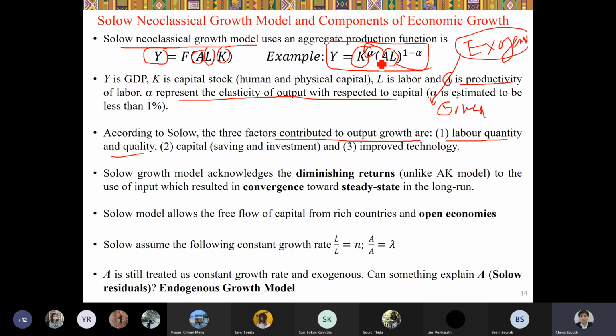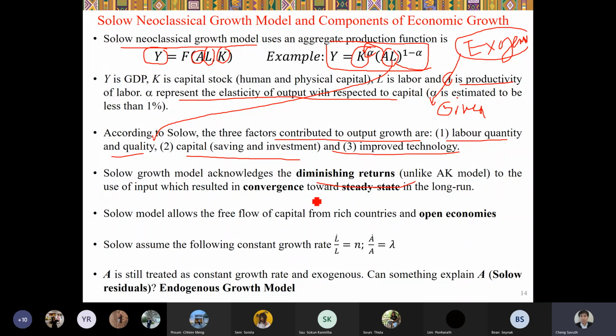Because you can think of A as the improving in knowledge of worker and so on, and the capital, okay, which is coming from saving investment, and lastly is improving technology, okay. The Solow growth model acknowledges diminishing return, okay, unlike the Harrod-Domar model.